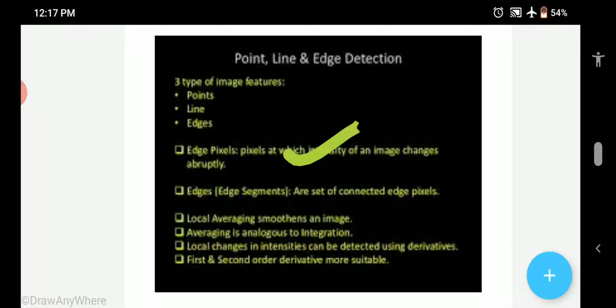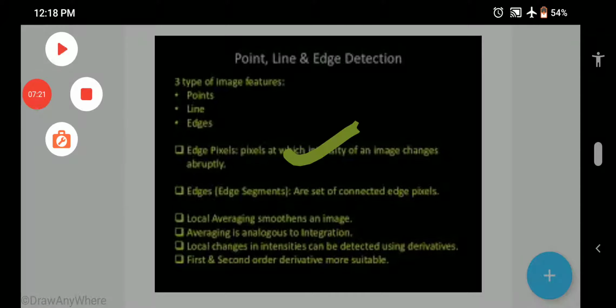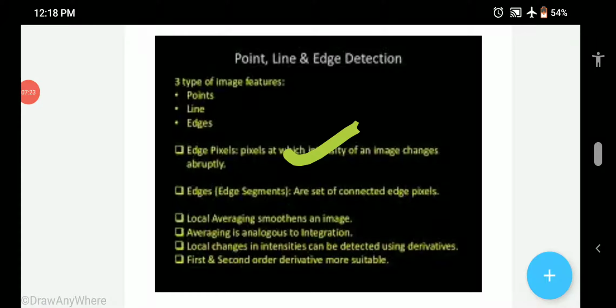Edge detectors are local image processing methods designed to detect edges. A line may be viewed as an edge segment in which the intensity of the background on either side of the line is either much higher or much lower than the intensity of the line pixels. Local changes in intensity can be detected using derivatives, first derivative and second derivative.